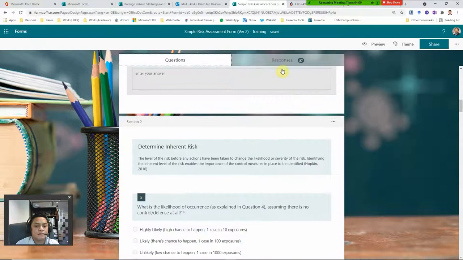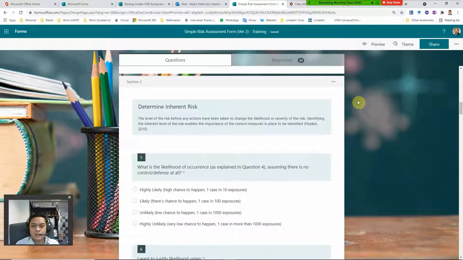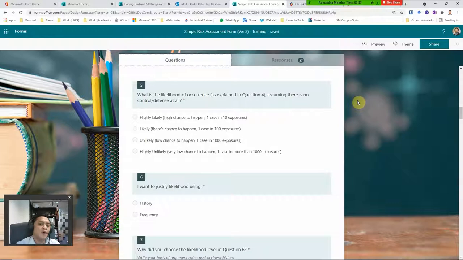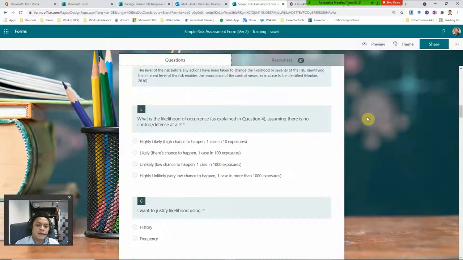Now you already know about your hazard, who is the recipient of that hazard, and how both of those components can meet. The next part would be to determine the risk. Yeah, the risk. This is the risk assessment part. The first question would be, what is the likelihood of occurrence? And here the term would be inherent risk.